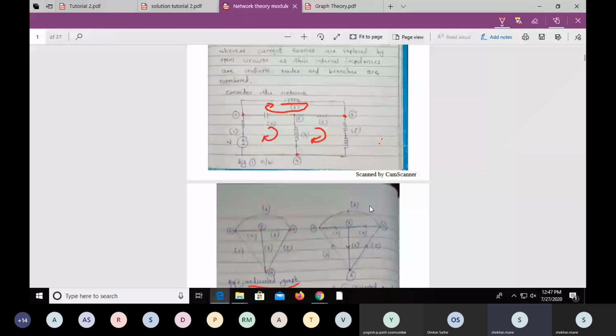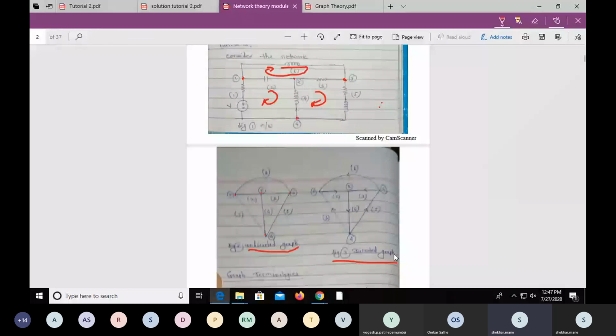So in this way, you can draw a graph of a network. This is called as a graph of a network. Undirected graph and directed graph. You have to replace the components by line and replace the voltage source and current source by their internal resistances. So have you understood this part? Yes, sir. This is very simple.